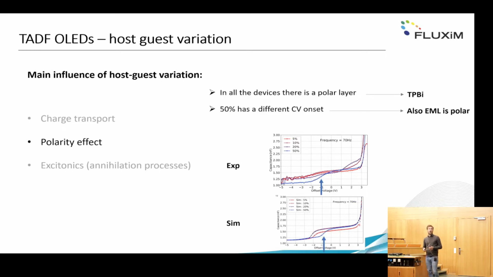The second point is the polarity. So we notice that for a 50% concentration, we have a small shift of the transition voltage. And so in this case, we notice a difference between different concentrations. So when you dope with 50% concentration or with 5%, you see a change of the polarity of the EML. And this was included only in the 50% concentration.